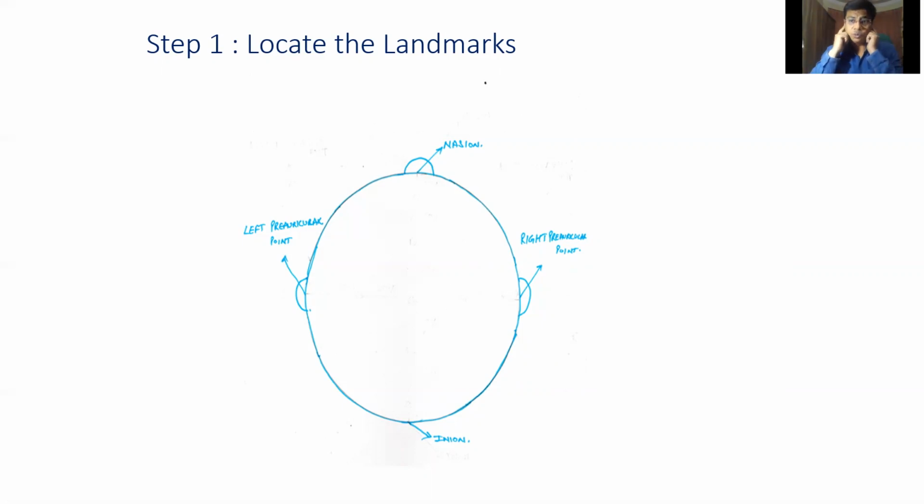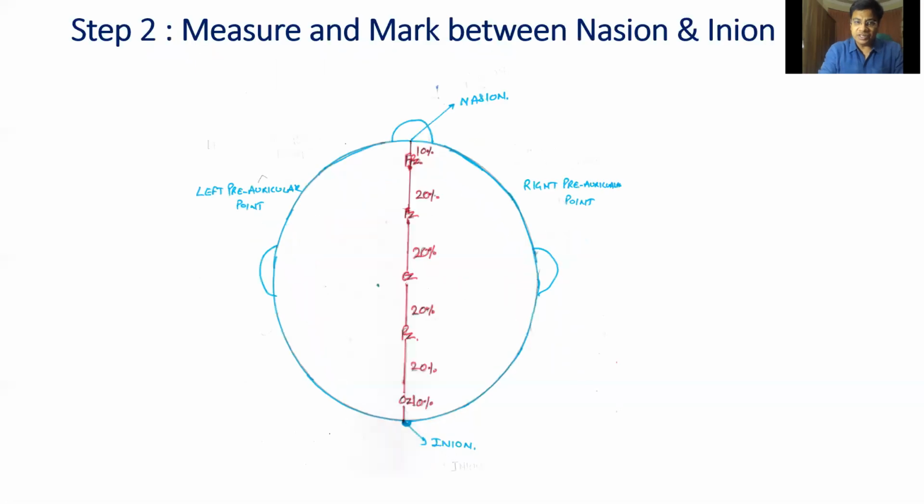Now these two notches in the ear, you can feel yourself, are called the preauricular points. So these 4 points have to be located first. This is step 1. Step 2 is, once you find these points, you need to measure from nasion to inion through the intuitive, you have to have a good intuition. Generally in adults, the length from nasion to inion is between 32 to 36 centimeters.